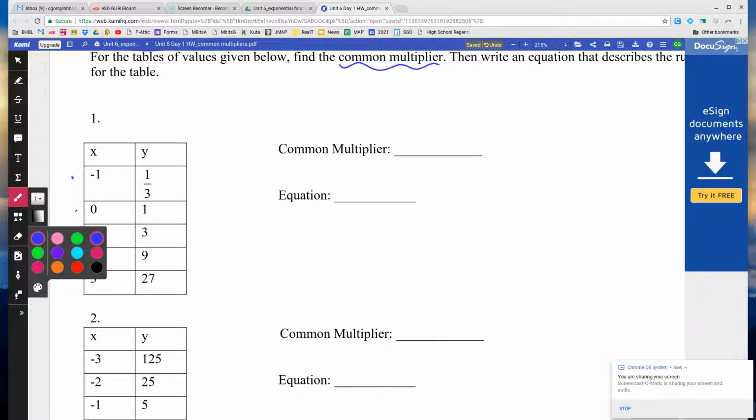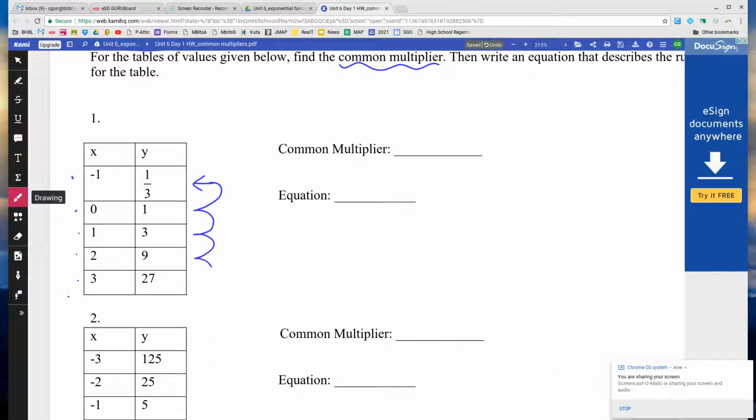So I've got -1, I've got 0, I'm going up to 1, to 2, to 3, and that's important to pay attention to in my x column. So now I'm going to take a look at my y column. I've got 1/3, and that is going to then increase to 1, which then increases to 3, to 9, to 27.